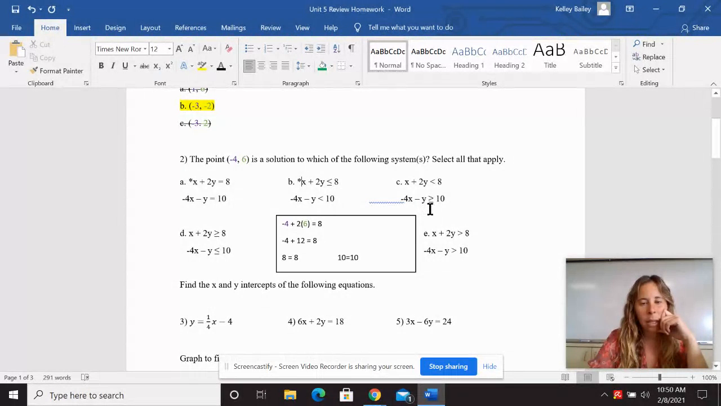-4x minus y. This one would work because it has the equals there. But it would have to work in both, so no. So I need one that has the equals so that they are equal to each other. 8 is equal to 8, 10 is equal to 10. So greater than 8, no, it's equal to 8. Greater than 10, no, it's equal to 10 when I substitute in my point. So the only other one that works is D.